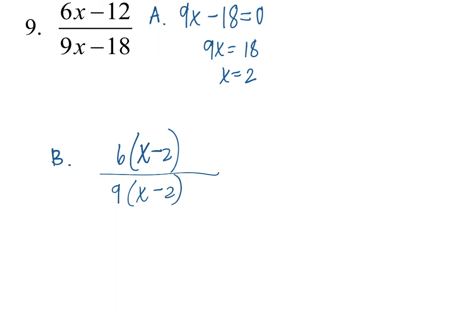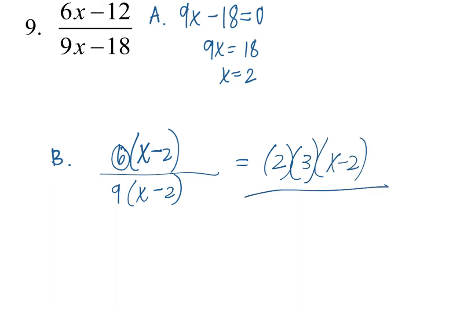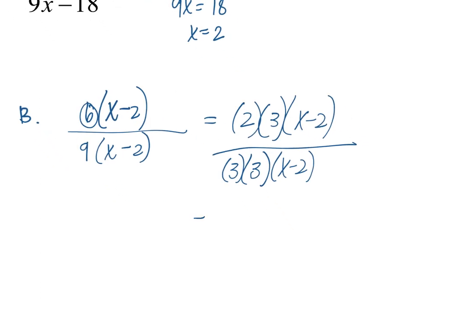Also, we could go even further and think, well, 6 isn't prime. 6 is 2 times 3. And 9 is 3 times 3. And so now to simplify, we just cancel what repeats in the top and the bottom. The 3 repeats, and the factor of x minus 2 repeats, to leave us with an answer of 2/3.